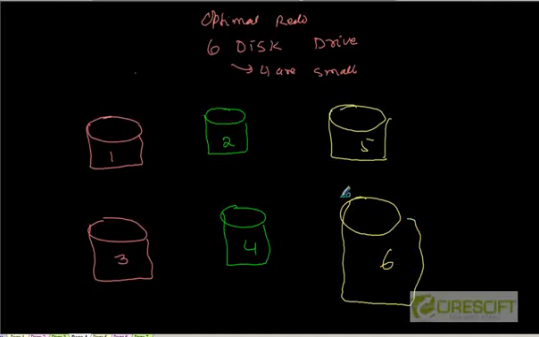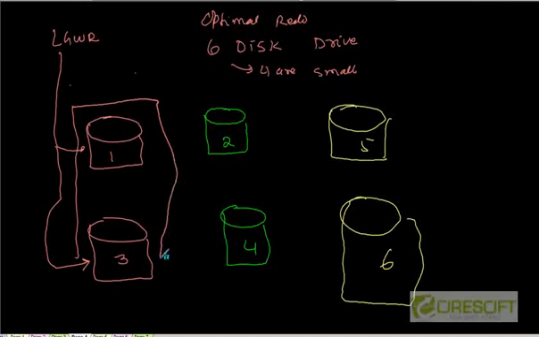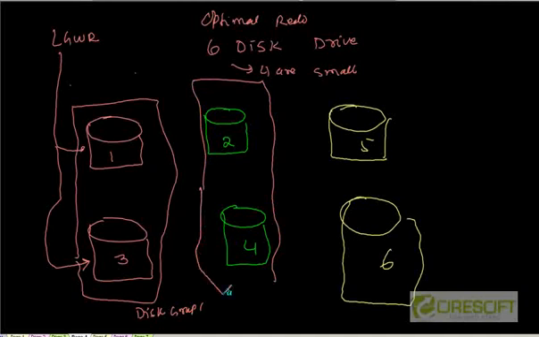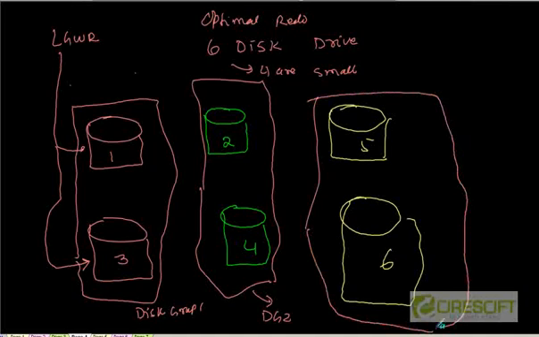Okay, so what I'm going to do here is, 1 and 3 will be configured in a group. That means when log writer is going to write to disk 1, at the same time the same information is written to disk 3. So this is called a disk group. This is your disk group 1, this is your disk group 2, dg2, and this is your disk group 3.